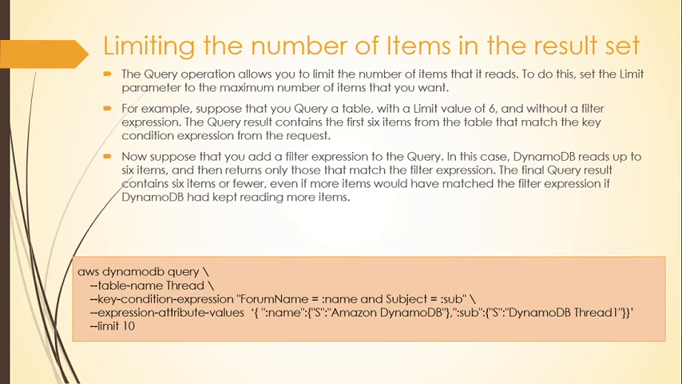So here is the example for limit. It is our same query that we saw in the key condition expression example. Here I just added one more option, limit, and it is 10. So in this way I will get the first 10 records from my Thread table where the forum name is Amazon DynamoDB and the subject is DynamoDB Thread 1.